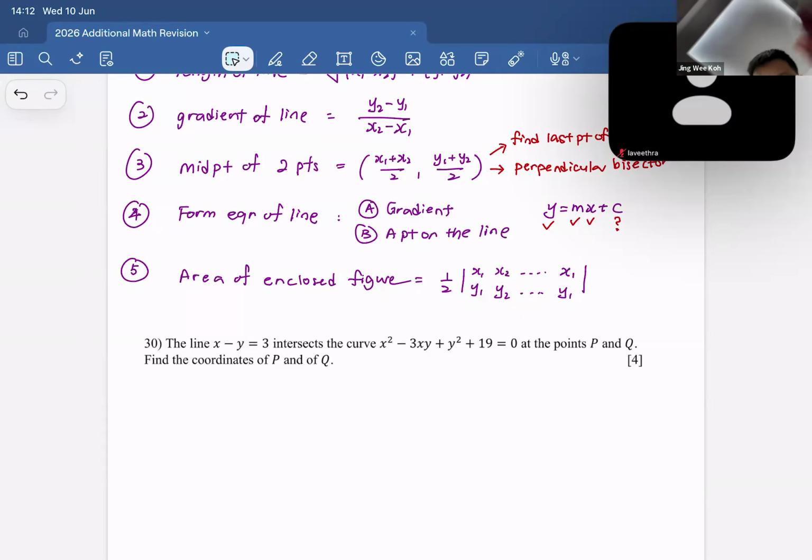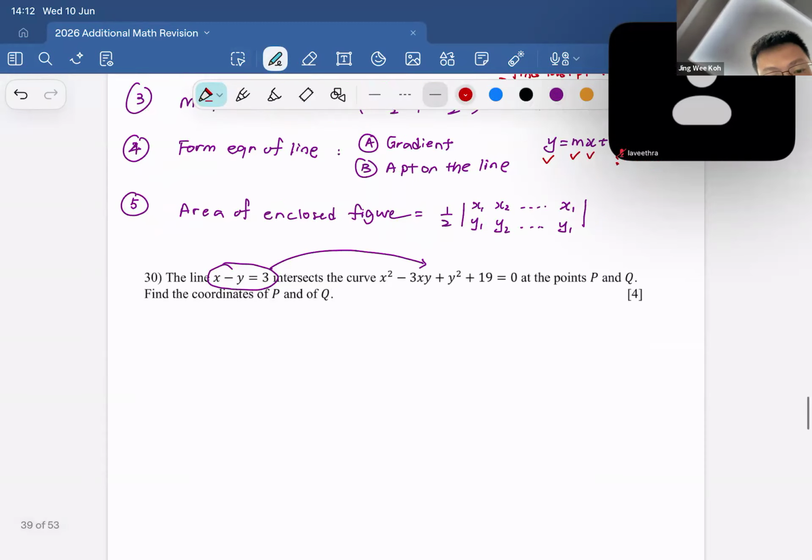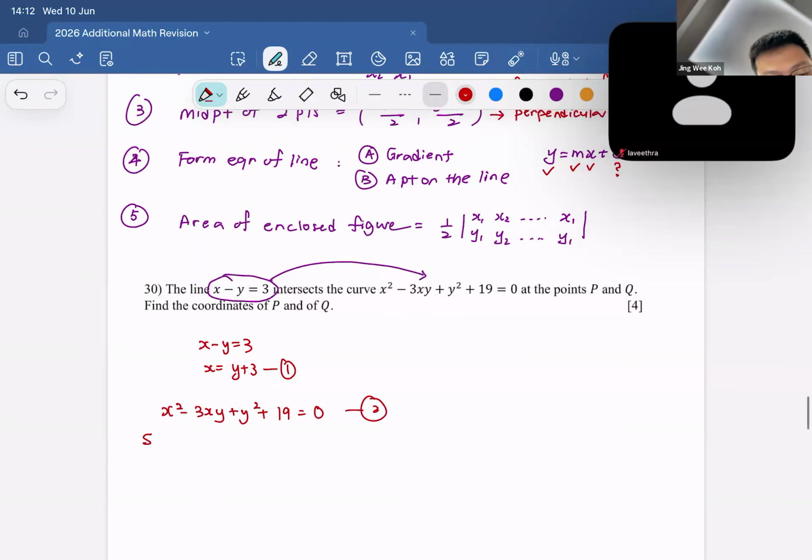Okay, so quite obvious that you need to use substitution. Then it is better for us to start from this equation and do substitution into the other equation. So x minus y equals 3, so x is just equal to y plus 3. This is your equation 1. Then x squared minus 3xy plus y squared plus 19 equals 0 will be your equation 2. So sub equation 1 into equation 2.